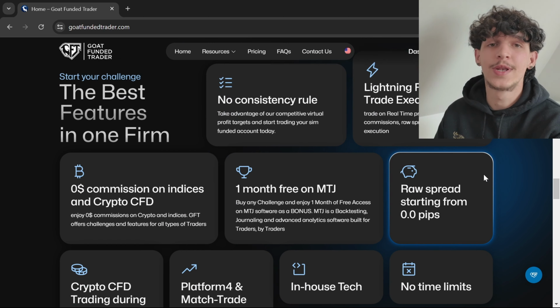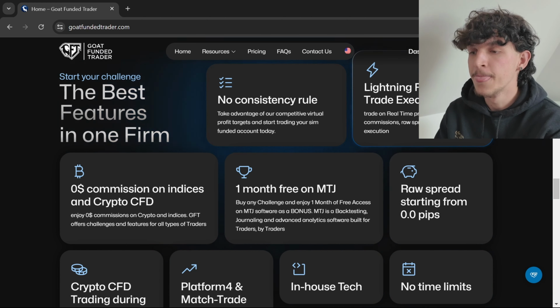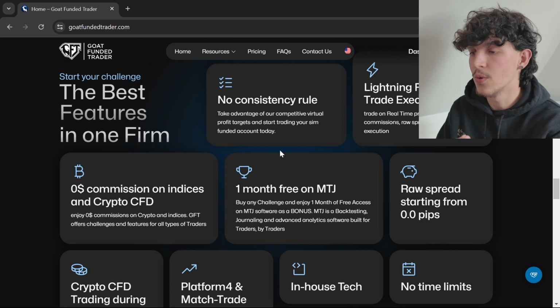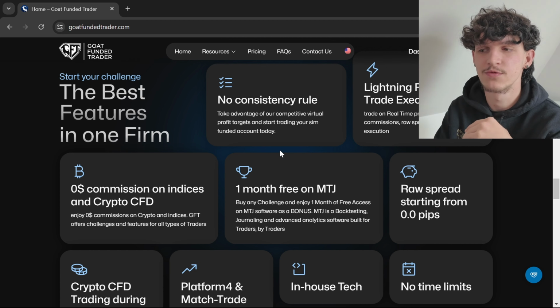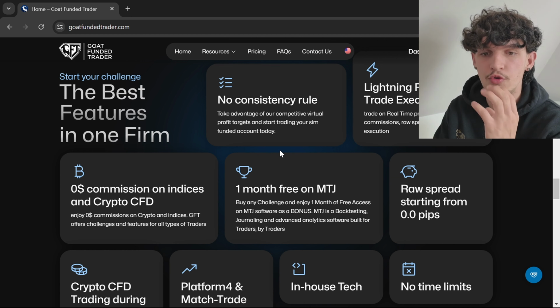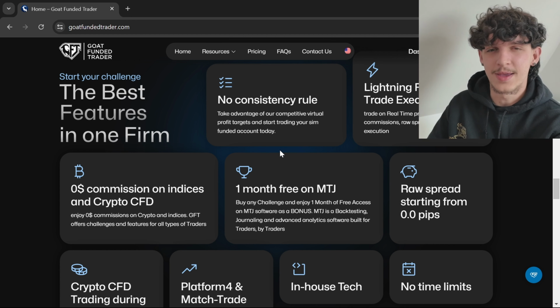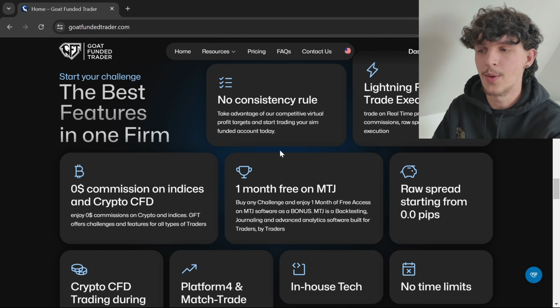Let's just quickly walk through the rules that are in play. So we have a little feature here on the website that gives us a little bit of information. So the first one is no consistency rule. So this basically means you can trade however you like. There's no kind of really in-depth rules with this. Some prop firms have consistency rules that mean you can't trade one single pair throughout your journey. The rules are just kind of very vague in most prop firms, but with GFT we're saying no, trade however you like.